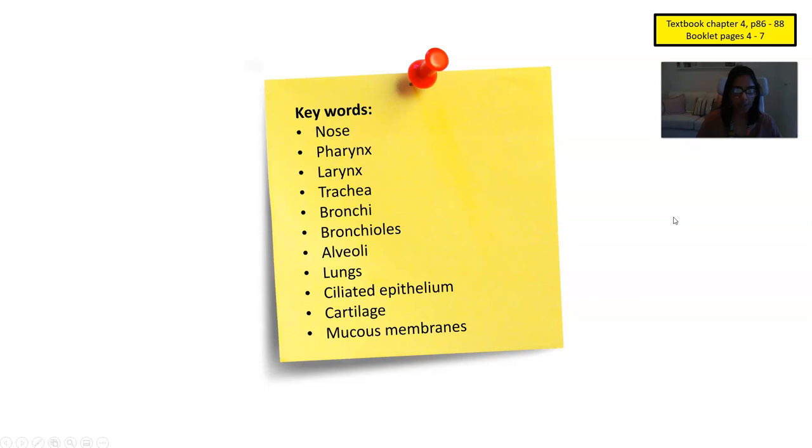These are the key terms that you need to know for this lesson. There are some tricky words that you'll have to try and attempt to spell correctly. For example, pharynx and larynx. Have a practice at that. It's important in biology that you are able to spell these words. For your reference, you should have read textbook page 86 to 88, and you should be completing your notes on pages 4 to 7 of your class booklet.